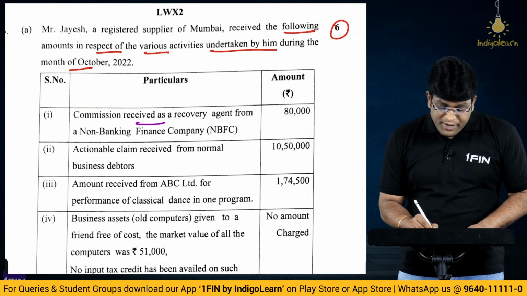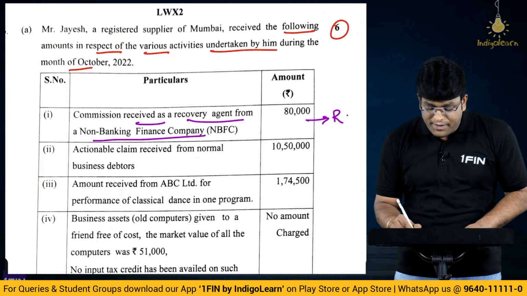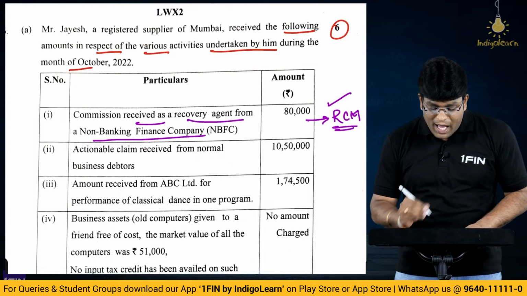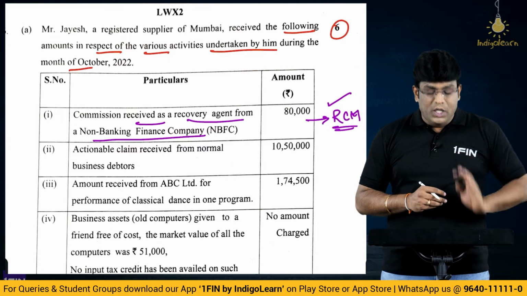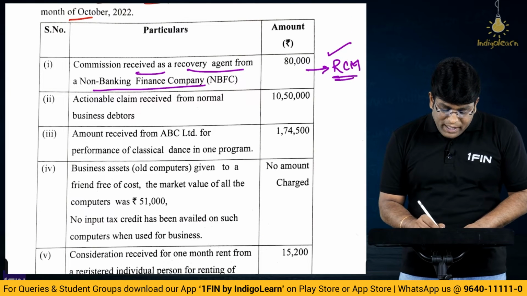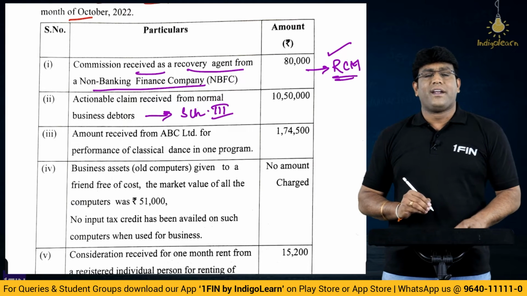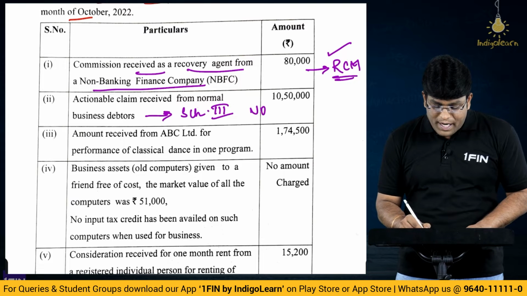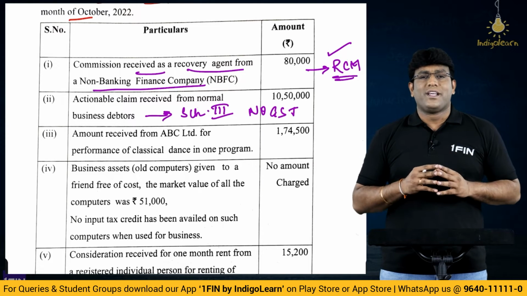Commission received as a recovery agent from NBFC. When commission is received as recovery agent, this is taxable under RCM and NBFC only will pay the tax. So this is not included in the hands of Jayesh. Actionable claims received from normal business debtors. This is covered in Schedule 3, my dear friends. It is neither regarded as supply of goods nor regarded as supply of services. So there is no question of GST on this.